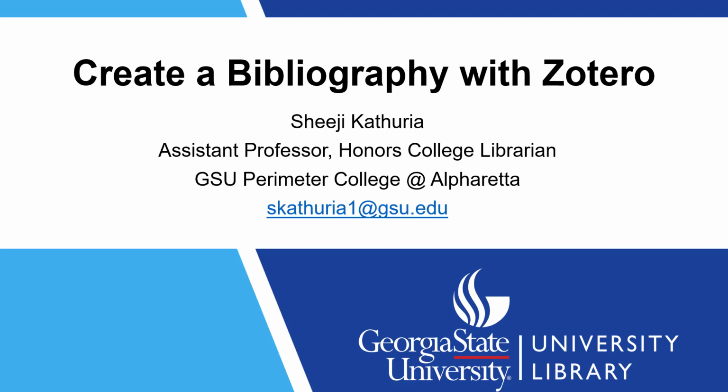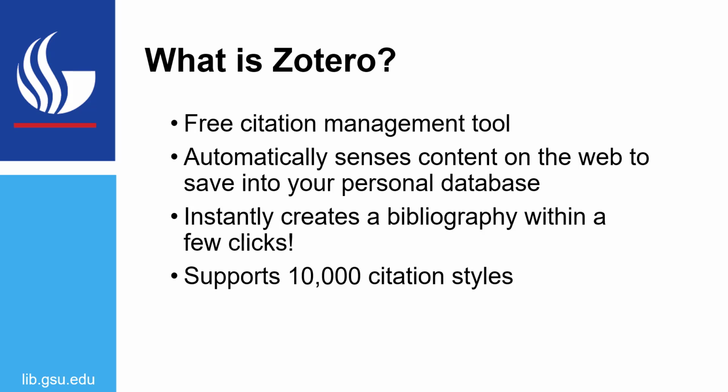Today I will be showing you how to export a simple bibliography using Zotero. So what is Zotero? Zotero is a free and easy to use citation management tool that helps you organize and cite your research quickly and efficiently. It automatically senses content on the web to save into your personal database. From there, you can instantly create a bibliography of this content within a few clicks. It can help you not only cite in MLA or APA, but in over 10,000 citation styles.